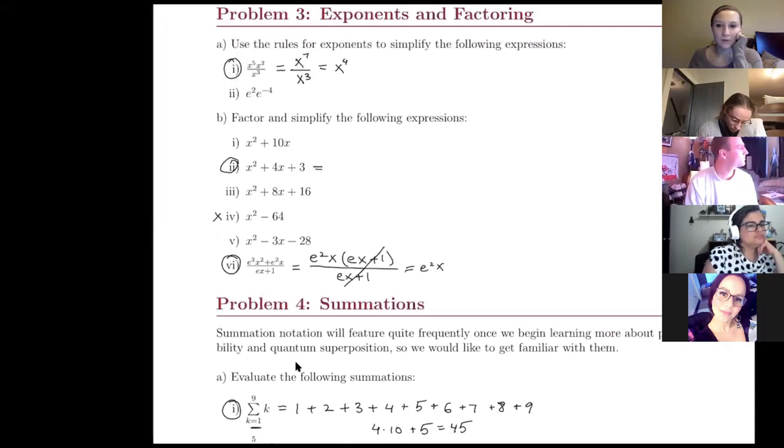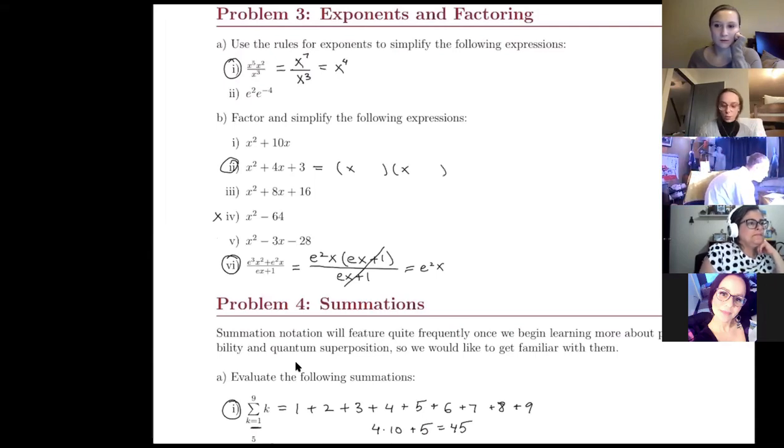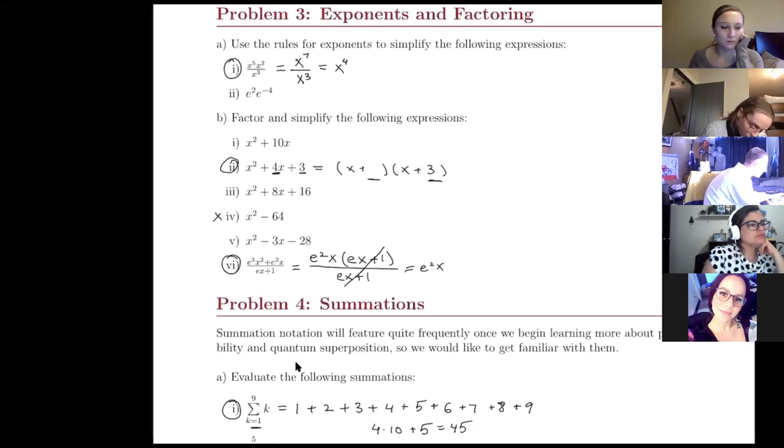If it's an x squared term, you know you're going to need to factor it into 2 x terms. What you know here is that you're trying to find these 2 values. They have to multiply to 3 and they have to add to 4. As you do more of these, you start to just see it, but here it would be plus 3 and plus 1.